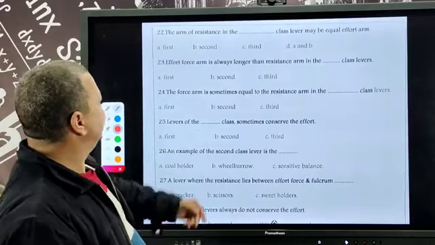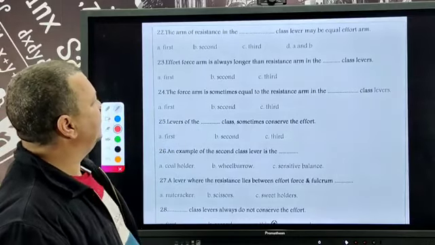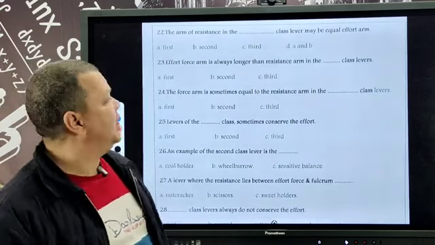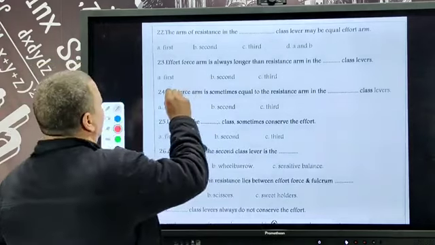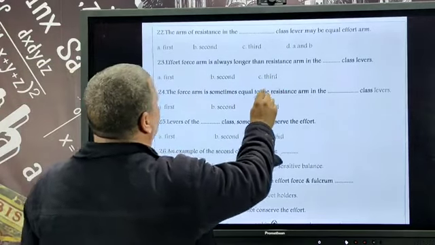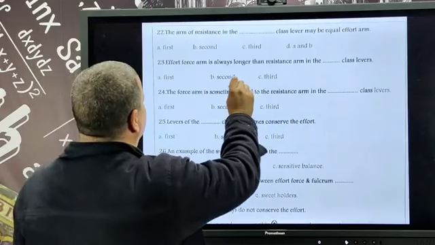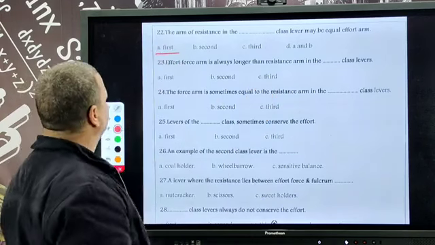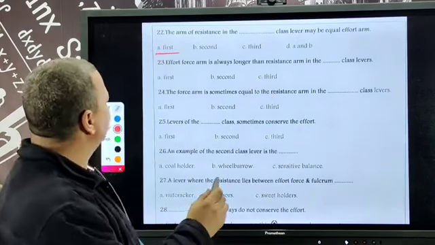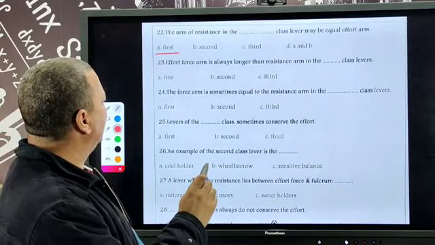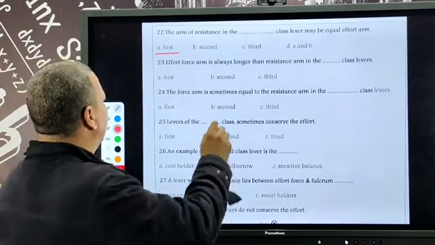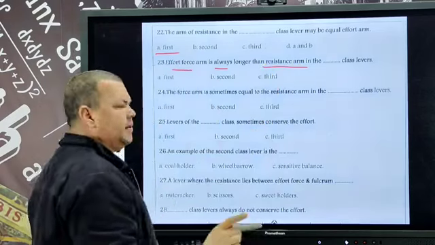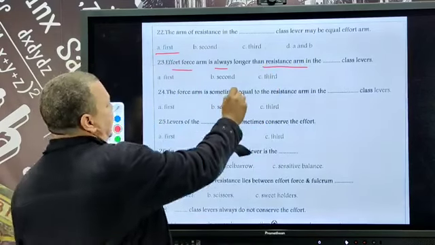22: the arm of resistance is in the space class lever may be equal effort force. كلمة maybe أو sometimes دي بتنطبق مع الفيرست كلاس ليفر ولا السكند ولا الثيرد ولا ايه وبي. طبعا دائما الارم اوف ريزيستنس in the space class lever may be equal in the first class lever. Number 23: effort force arm is always longer than resistance arm. يعني الارم اوف فورس دائما longer than arm of resistance. ده دائما بتلاقيه في السكند تايب or second class lever.